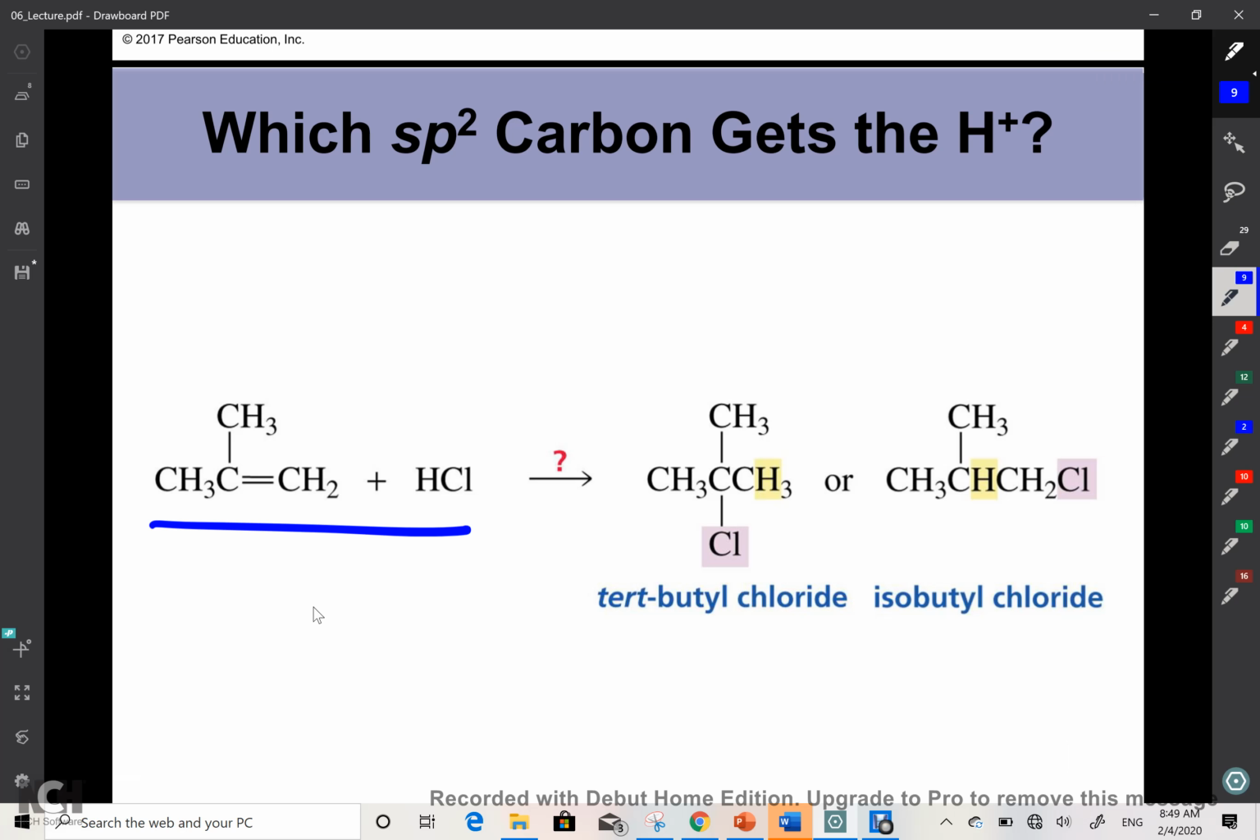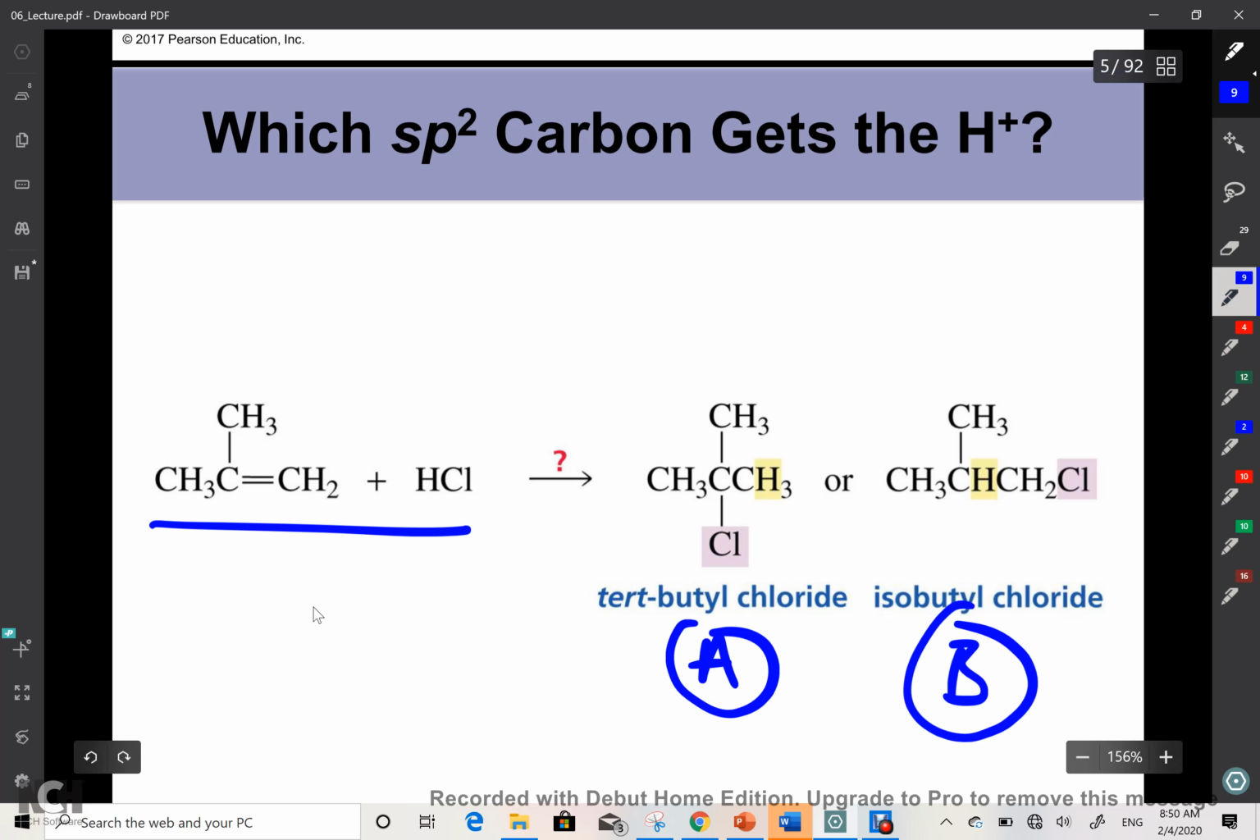Do it, okay? That's the way we'll do it. Propose a mechanism and then look at the intermediate critically. Remember, you have 2 products. Let's call this product A, the tert-butyl chloride, and the isobutyl chloride, let's call that product B. Propose a mechanism that will lead to the formation of product A, and then propose a mechanism that will lead to the formation of product B. Take your time, put a break, and look at those intermediates very well. Then you will be able to tell me a story on your own without me even teaching you.